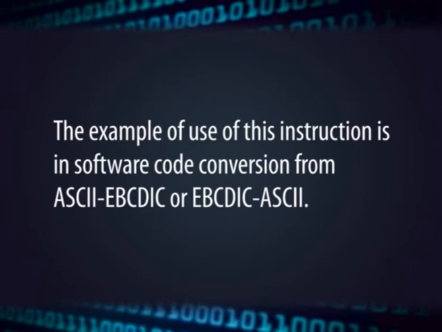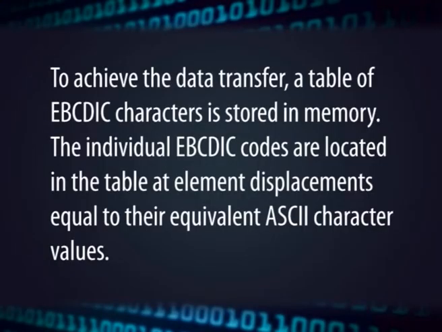The example of use of this instruction is in software code conversion from ASCII to EBCDIC or EBCDIC format to ASCII format. The storage format of characters in desktop or Unix computer systems is in ASCII format. However, the storage format on the IBM mainframe is in EBCDIC format. A file stored in the ASCII format must first be converted into EBCDIC format before being used in a mainframe system.